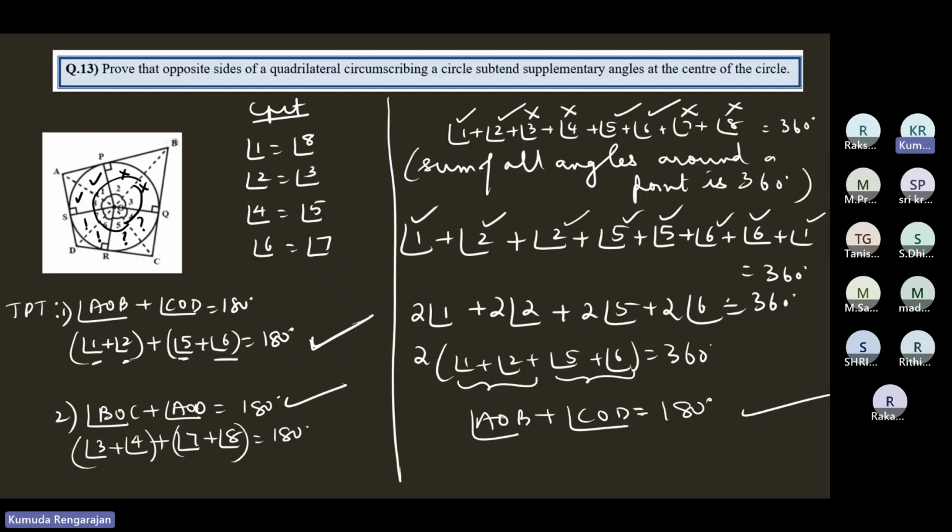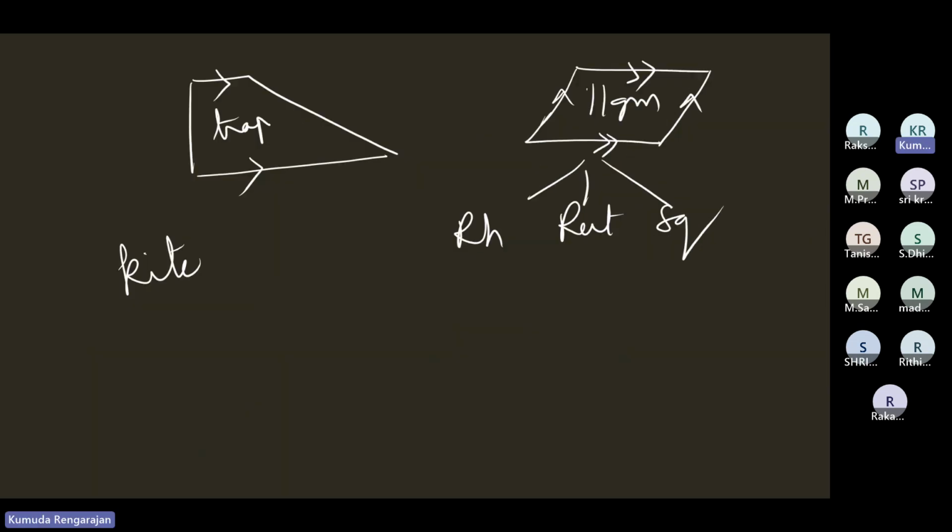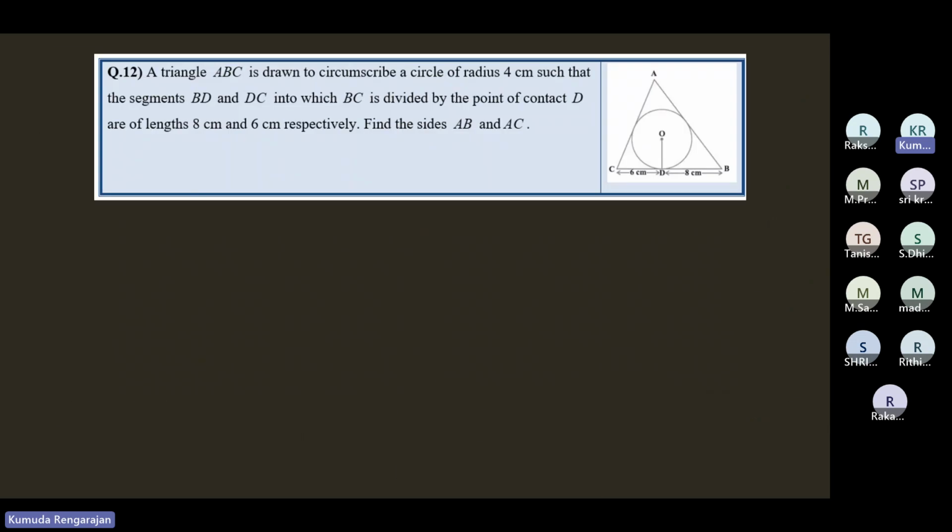Yeah, we'll continue. We started the working exercise 10.2 of circles from behind. From the last one, the 13th one, we finished this in the last class. Now over to the 12th one. A triangle ABC, you can see the figure alongside. A triangle ABC is drawn to circumscribe a circle. The triangle circumscribes the circle.